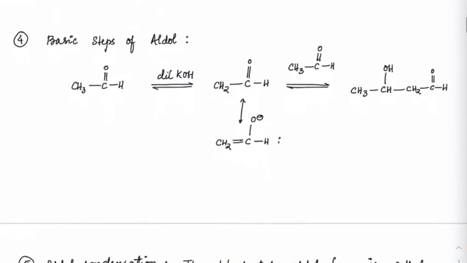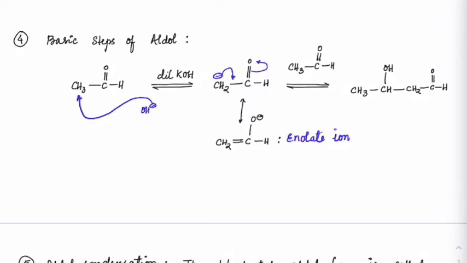Now, what are the most basic steps which are involved in aldol? Let us see that. Suppose you have an aldehyde, and I treated that with a base, that is dilute KOH. Now this dilute KOH, which is OH minus, will extract a proton from the CH3 here, and it will become CH2 minus. Now this CH2 minus is in resonance stabilization with this C double bond O, and this intermediate is what we call the enolate ion.